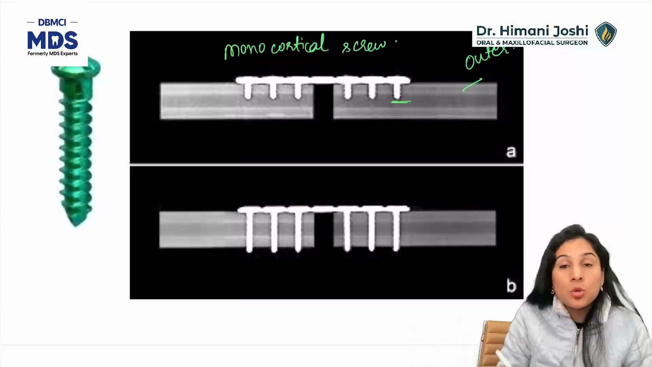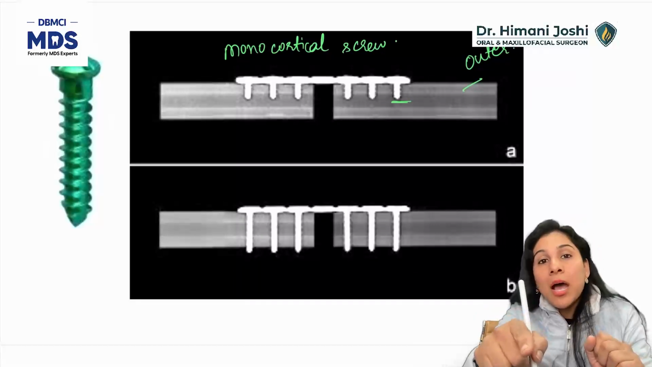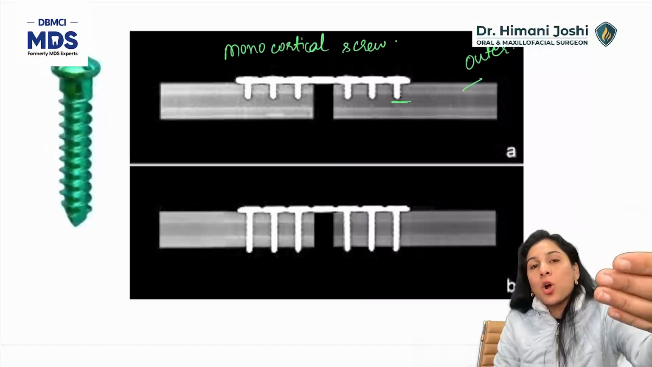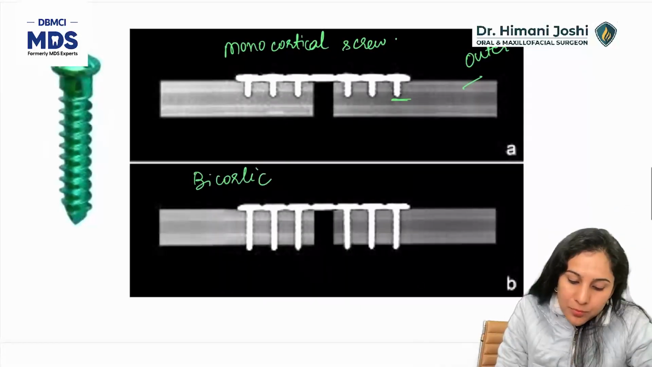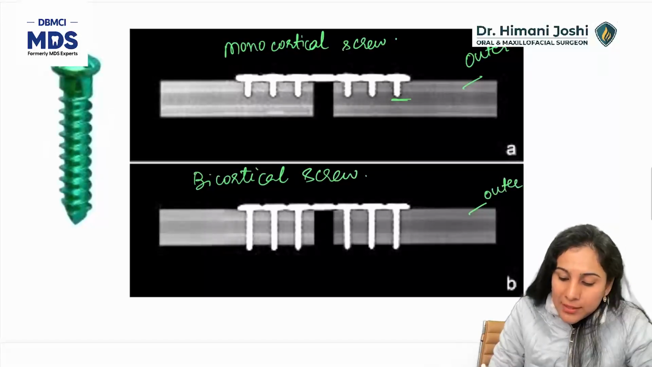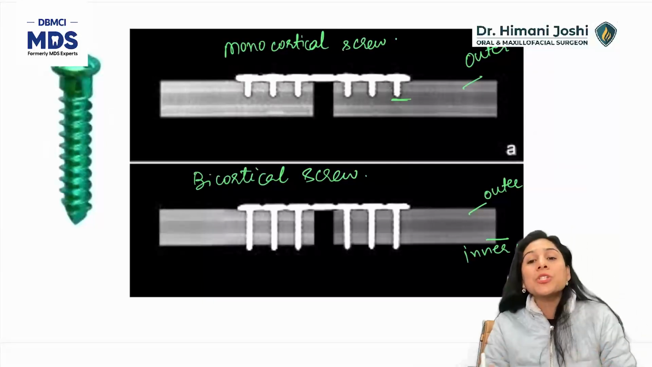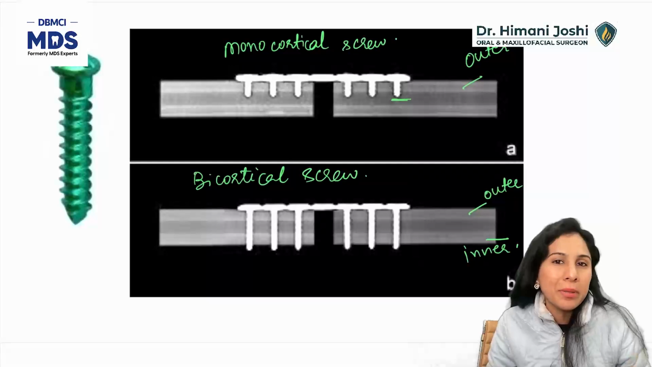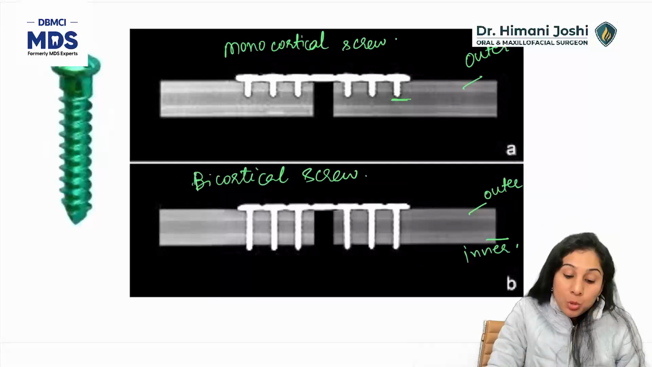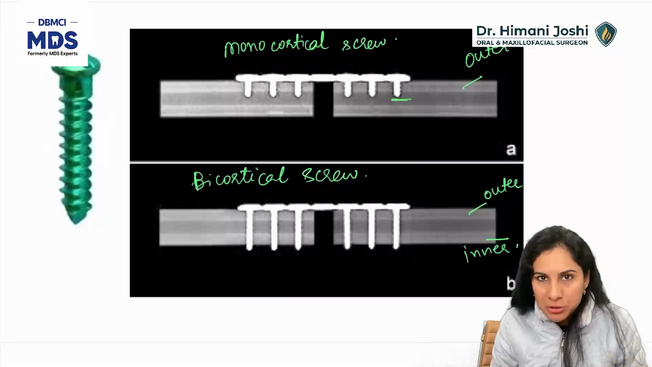If the screw goes through the cortex, reaches the medulla, crosses the medulla, and even crosses the other side of the cortex, that is the lingual cortex, you call it a bicortical screw. This is the outer cortex where you put the plate, and this is the inner or lingual cortex through which the bicortical screw goes. Monocortical screws are usually used with mini plates. Bicortical screws are usually used with thicker, bulkier plates like the reconstruction plate or the compression plate.